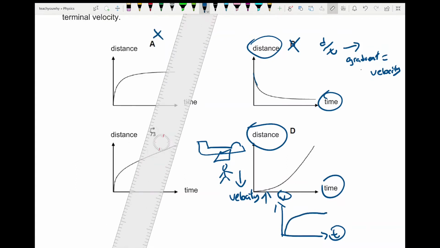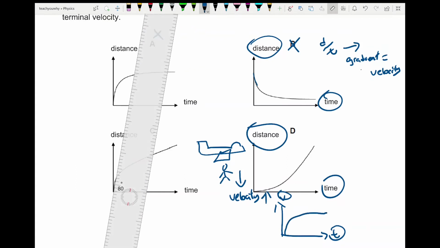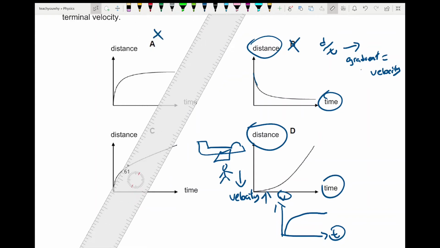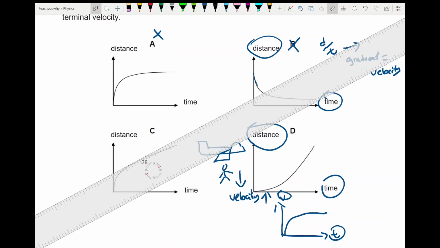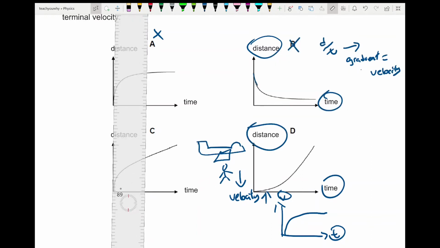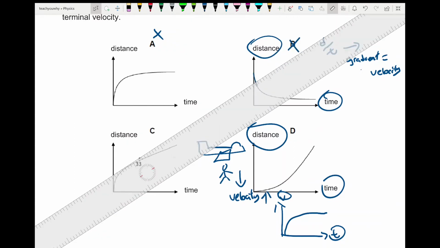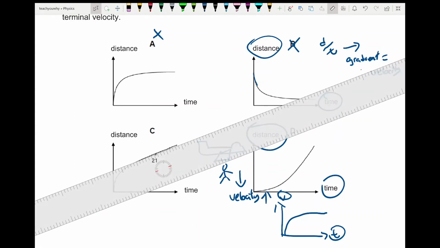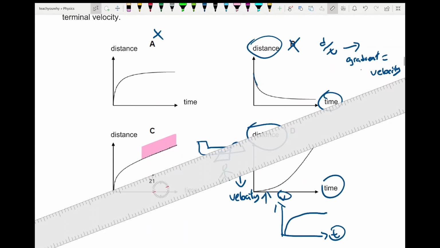Therefore, remember the gradient of the distance time graph is your speed. You look at this ruler. As the time changes, what happens to the gradient? The gradient is decreasing, and then it becomes a constant. Can you see? This part here is a constant. So C is also wrong.